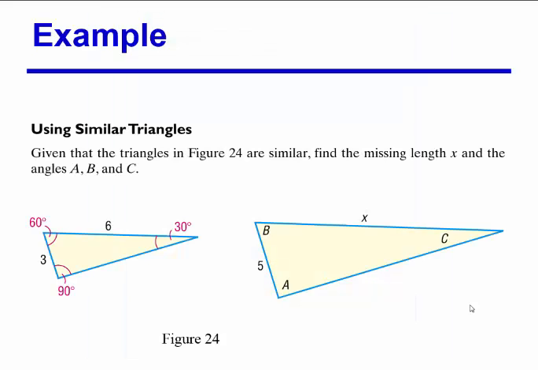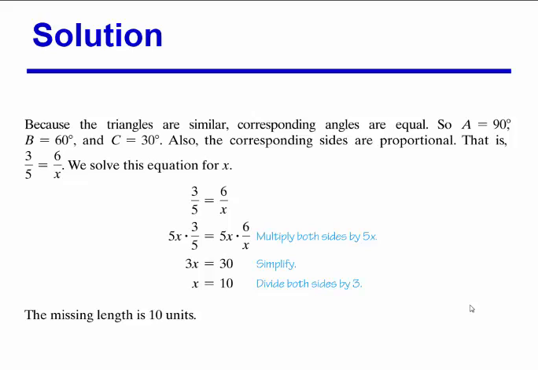Here's an example. Given that the triangles in figure 24 are similar, find the missing side length x and the angles A, B, and C. Because the triangles are similar, corresponding angles are equal. So A is equal to 90 degrees, B is 60 degrees, and C is 30 degrees. Also, the corresponding sides are proportional. That is, 3 over 5 is equal to 6 over x. So we solve this equation for x. We get that x is equal to 10. So the missing length is 10 units.